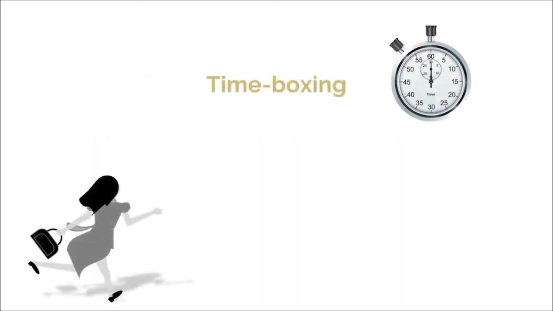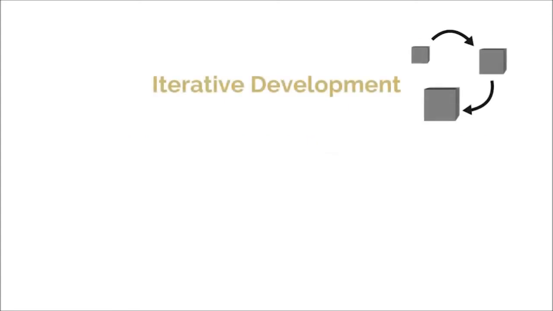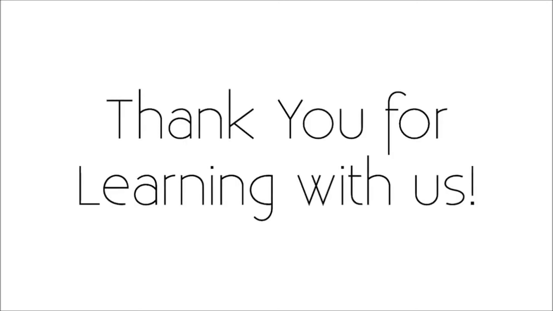Time boxing, in which time is considered a primary constraint and many Scrum processes and activities are allotted a fixed amount of time. And iterative development, in which all work is divided into units that can produce a potentially shippable deliverable. Each of these will be developed in more detail in the next sessions. And this wraps up our introduction to Scrum principles.